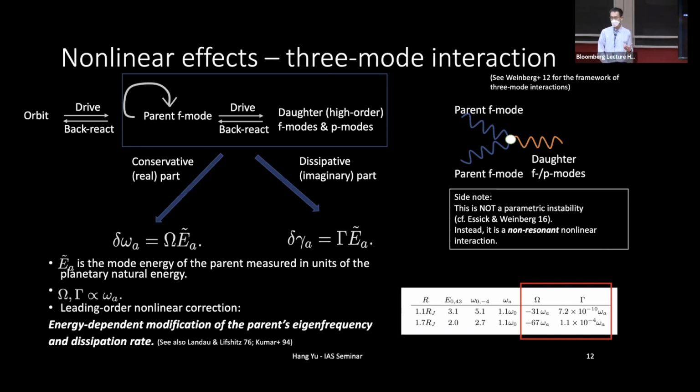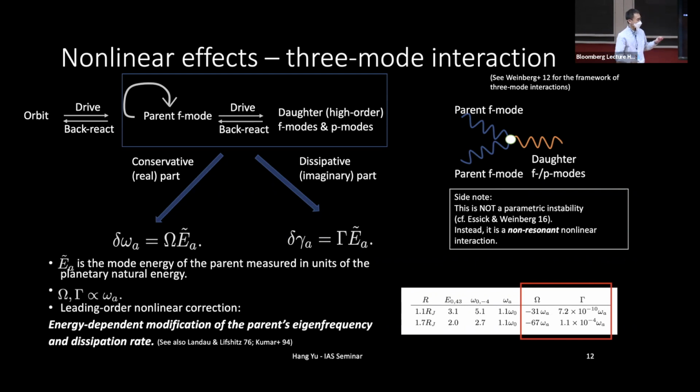Really, to get a complete understanding of the physics here, we need to take into account nonlinear interaction. Under the linear picture, we only have the orbit tidally drive a planetary F mode, and now we further allow this planetary F mode to nonlinearly drive some daughter F and P modes. At the same time, those F and P modes will back react on the parent. The process we consider here is a non-resonant nonlinear process, so this always happens. It doesn't require any threshold energy.